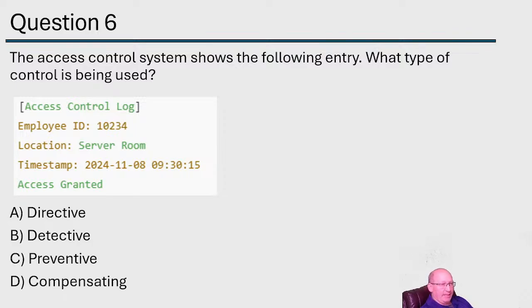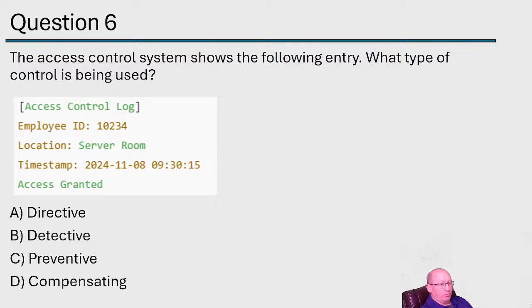All right. Let's answer this one. The access control system shows the following entry. What type of control is being used on this one? We can see the access control log, employee ID, the location of the server, and we see a date timestamp associated with it. And of course, access was granted. Was it a directive control? No, we're not being directed. There's nothing in the question associated with direction. And so, not a directive control.